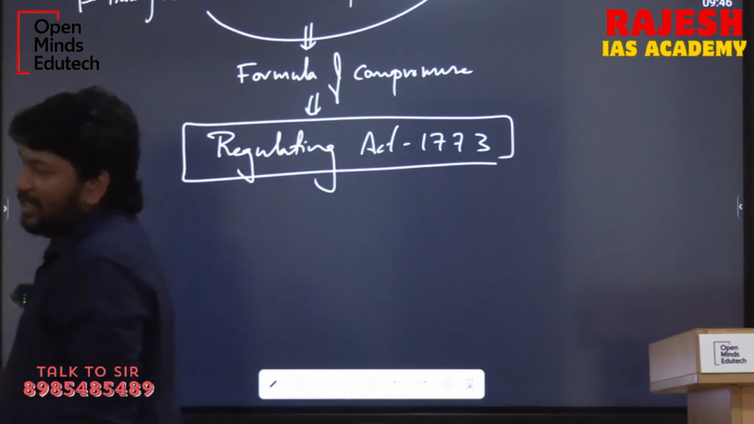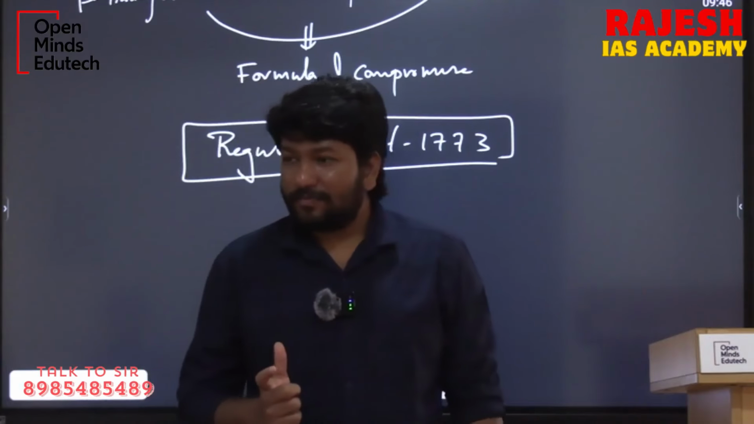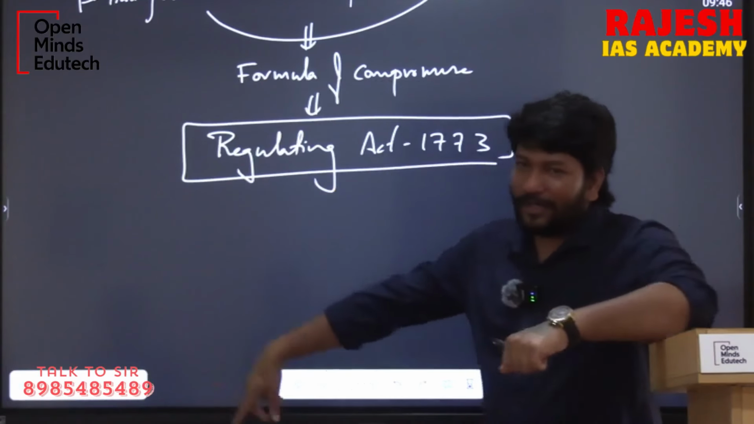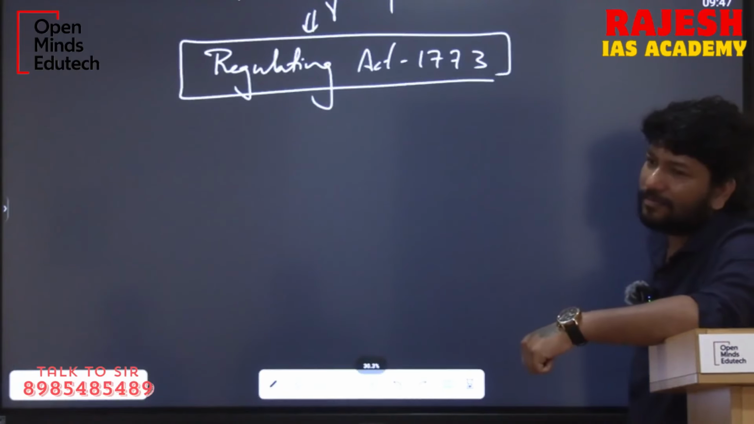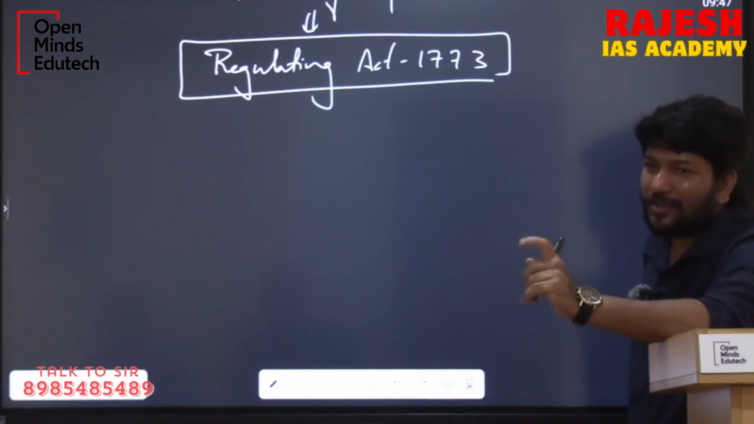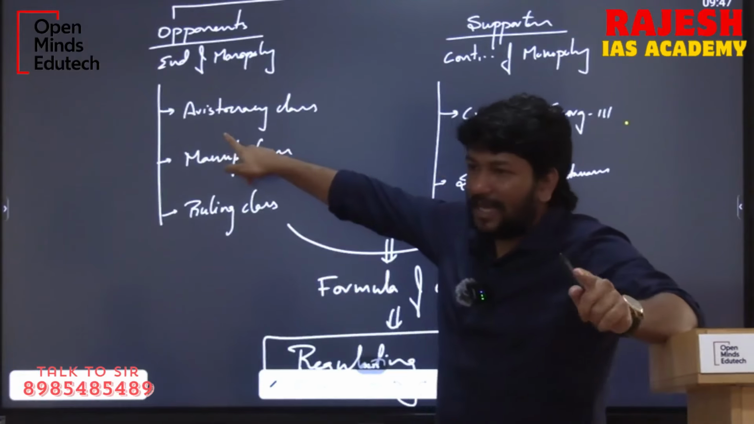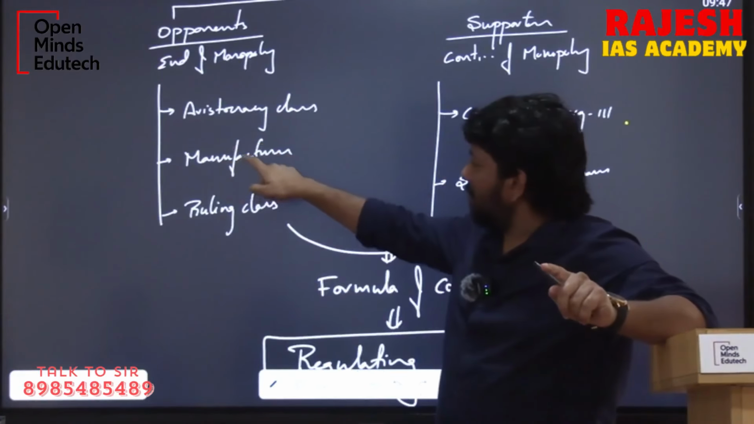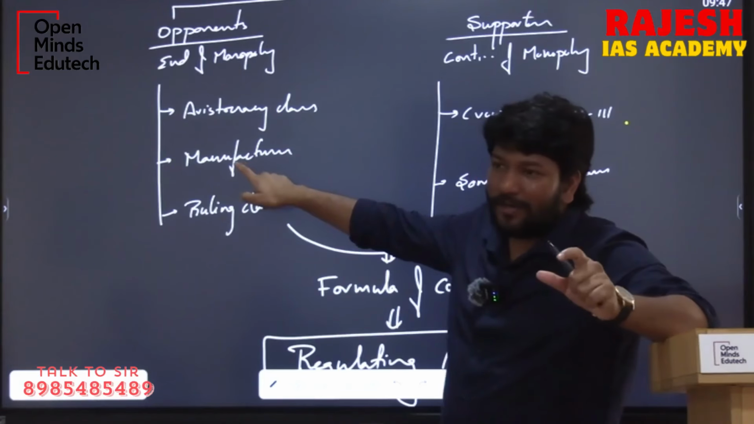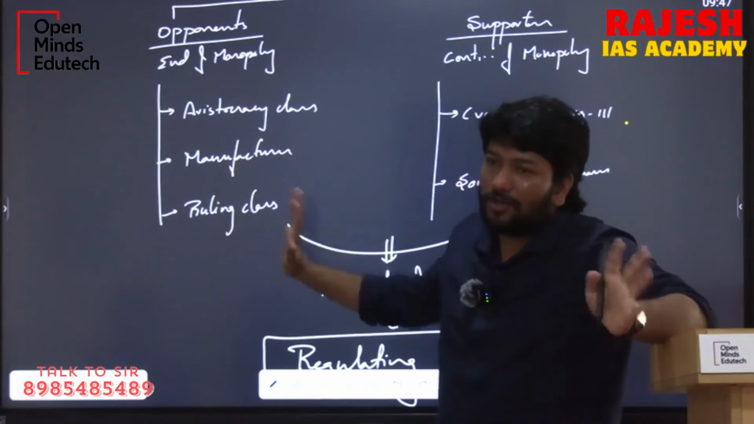So this act has a provision of what? Appease the supporters, appease the opponents. Who is strong? No, the supporters are strong. The King. Got it right? See, the aristocracy class, their power declined, though still there. The manufacturing class are not dominant, because the industrial revolution is not yet dominant. So the opponents are not strong.